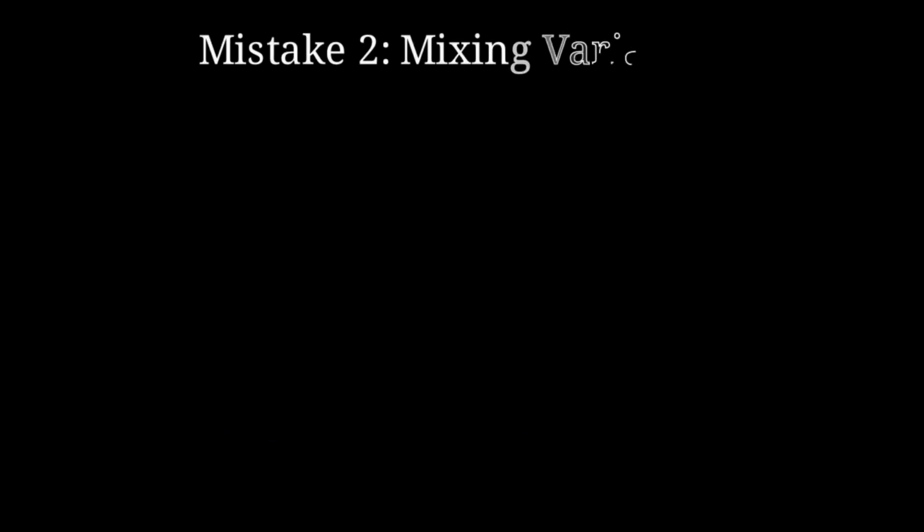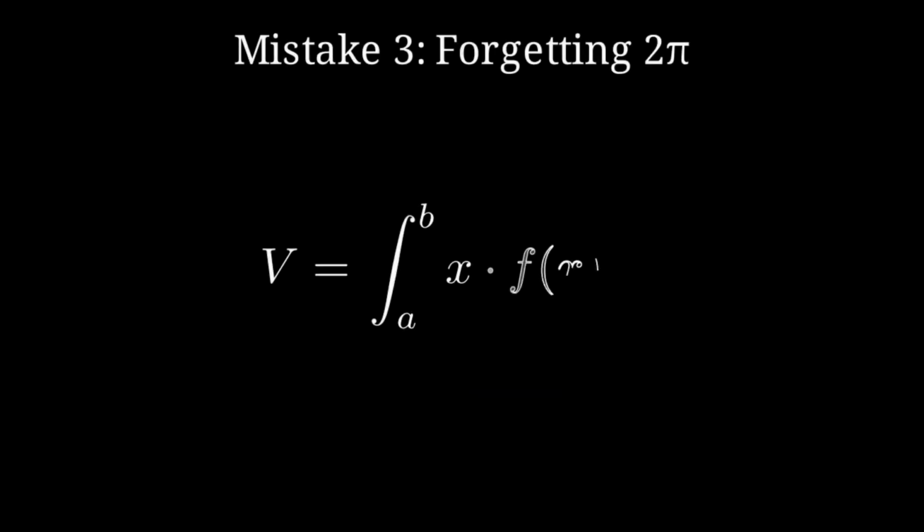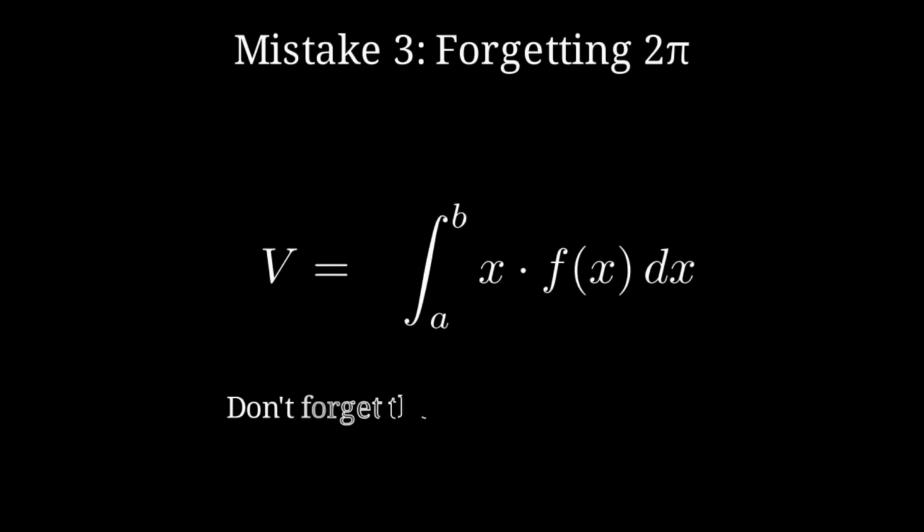Another error is forgetting to convert all terms to the variable of integration. In the shell method for a vertical axis, everything inside the integral, radius, height, and limits must be in terms of x. Don't forget the constant 2π. Because we are dealing with the circumference of the shells, this constant is essential. A common mistake is to perform the entire integration correctly but leave out the 2π in the final answer.